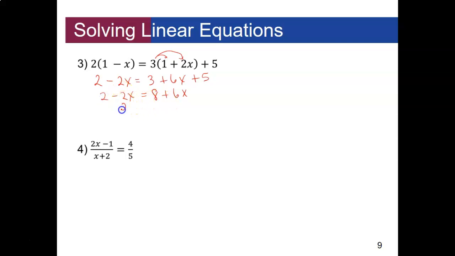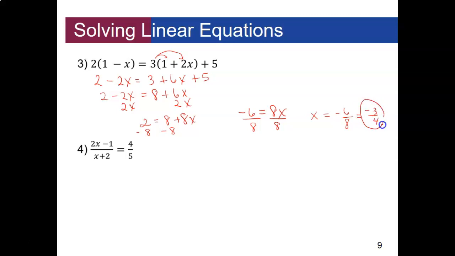I'm going to add 2x to both sides. So I'll have 8x plus 8 equals 2. So I'll subtract 8. So I'm going to get negative 6 equals 8x. I want x completely by itself, so I'll divide away the 8. And so I'm going to get x equals negative 6/8, which is the same thing as negative 3/4.